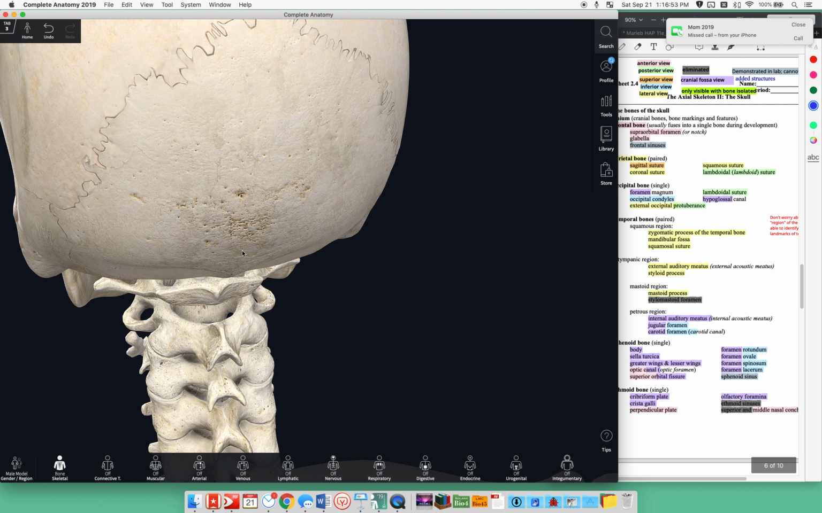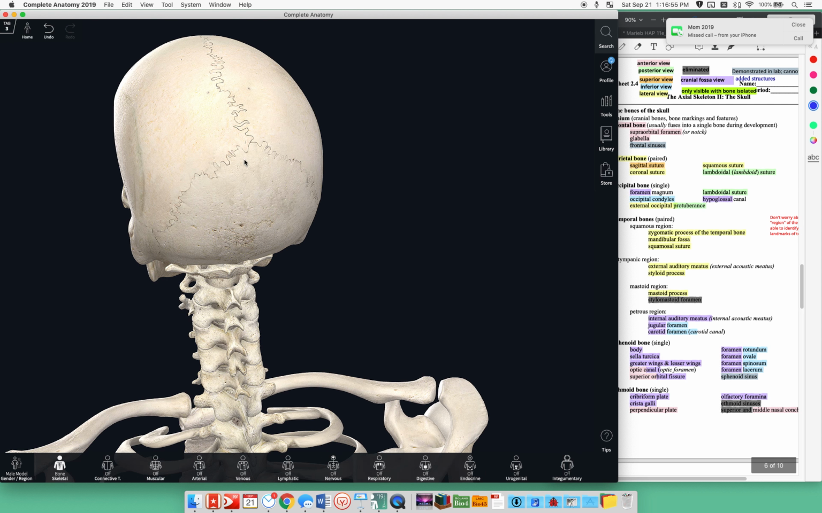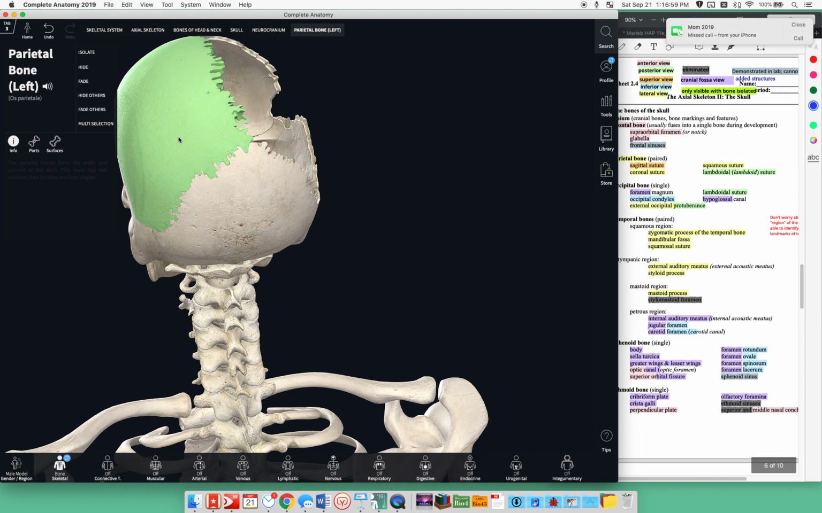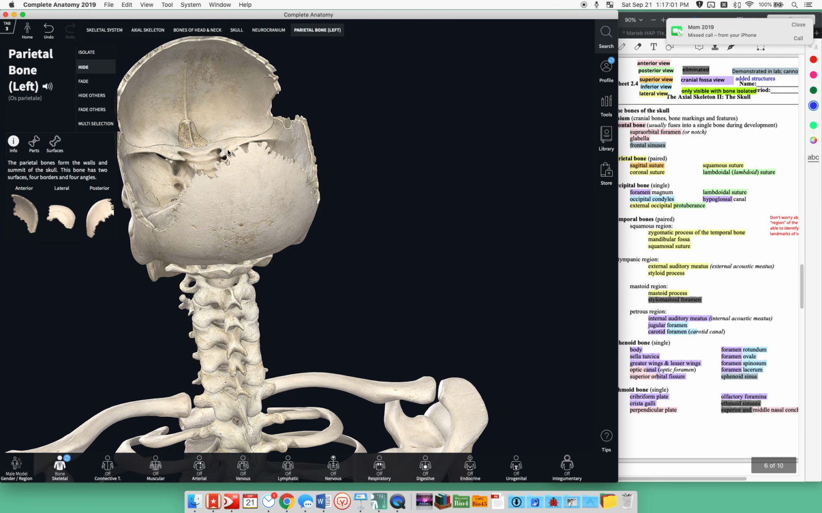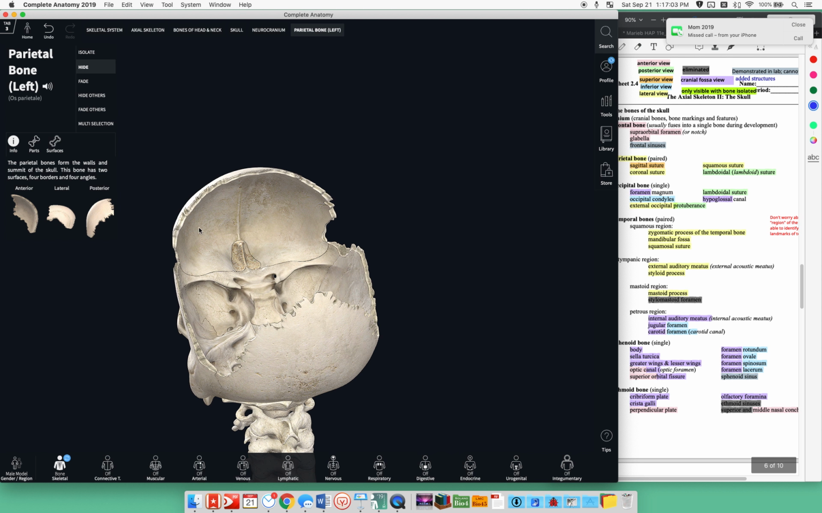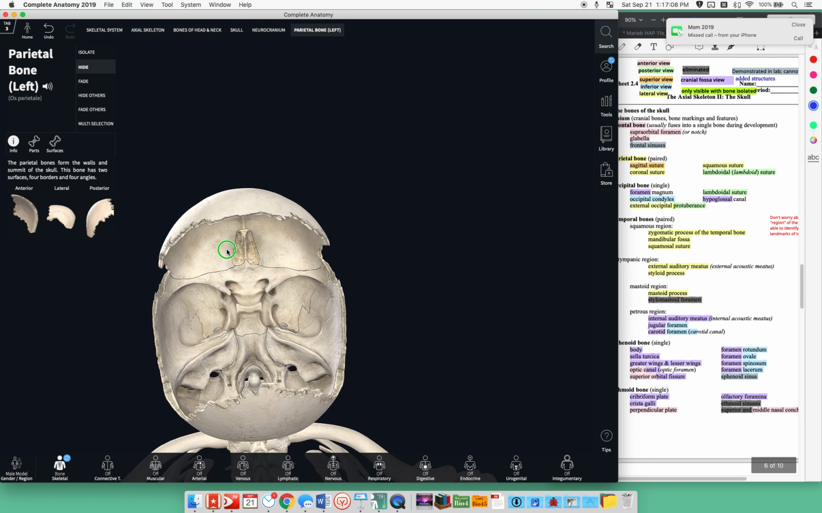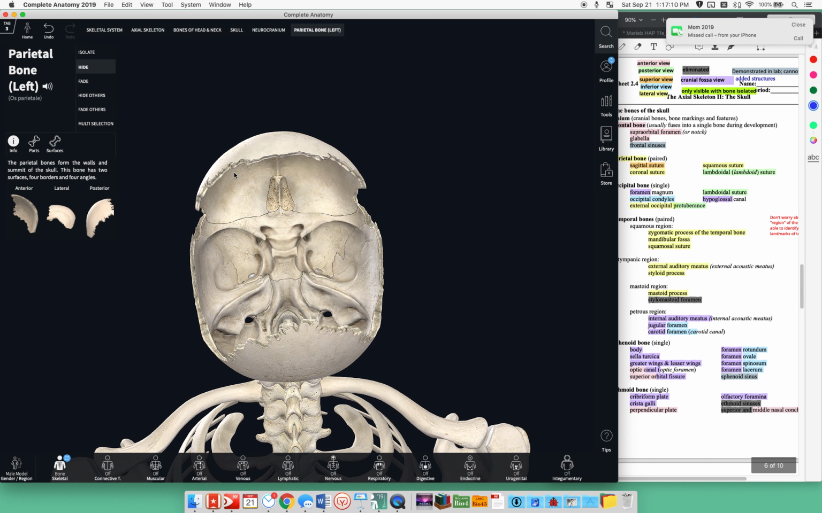This bump here. Okay. Now I'm going to remove these parietal bones just so we can take a look inside. The cranial fossa can be divided into three regions: anterior fossa, middle cranial fossa, and posterior cranial fossa.